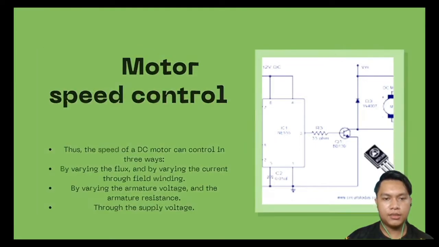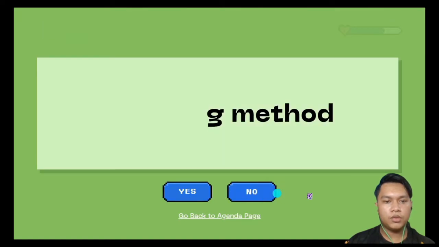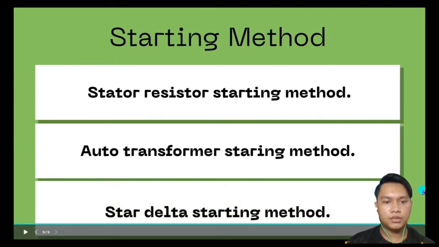Last part, we've got the starting method. The starting method is the most common type of starting technique used to reduce the voltage at the starting of the motor and to reduce the inrush current that could damage the winding of the motor and also cause a huge dip in voltage. First, we've got the star delta starter.